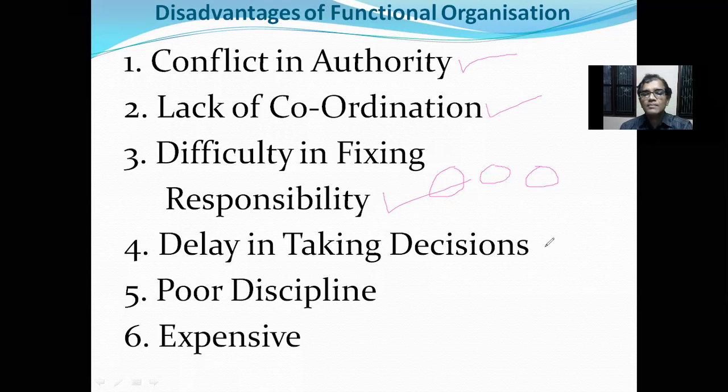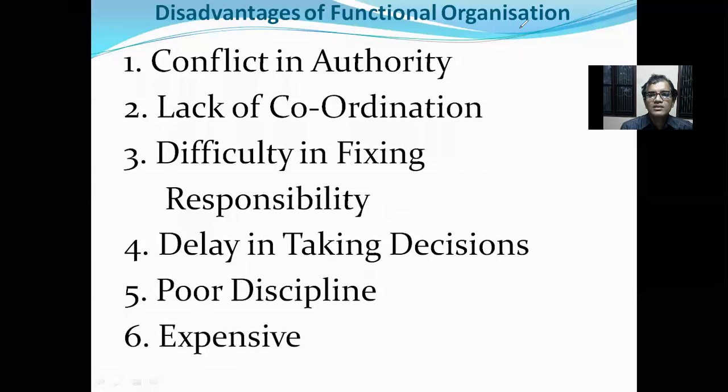Sometimes you may find delays in decision taking, and poor discipline can be observed in functional organization as compared to line organization. Because you are unable to fix responsibility, automatically it leads to poor discipline in the organization. So compared to line organization, this functional organization is a bit expensive. It is more costly.